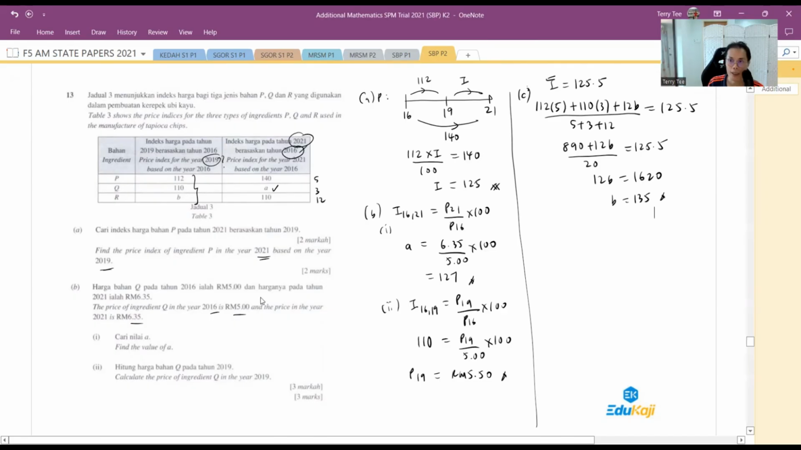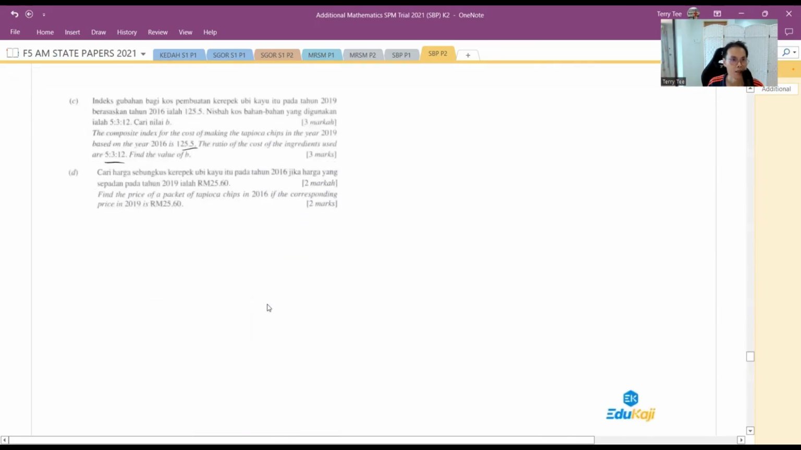Okay, I still got one more part to go. The last part. Okay. Now they say find the price of packet tapioca chips in 2016 if the corresponding price in 2019 is 25 ringgit and 50 cent. Okay, well, I can continue here, right? Hope you're okay with that.